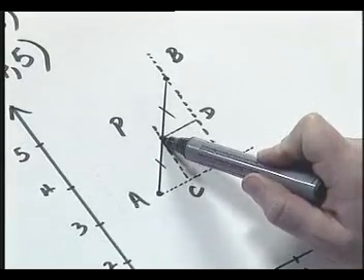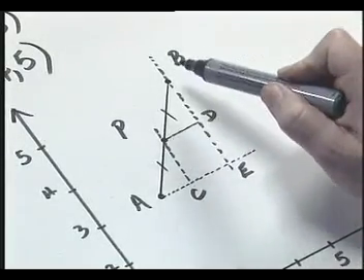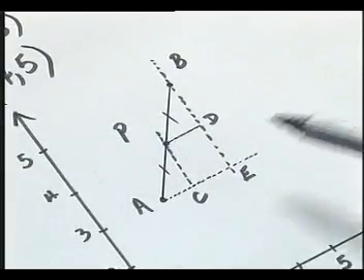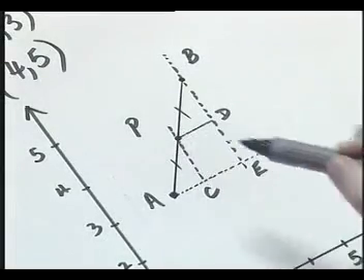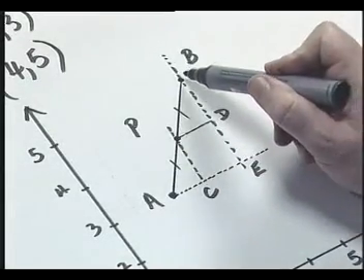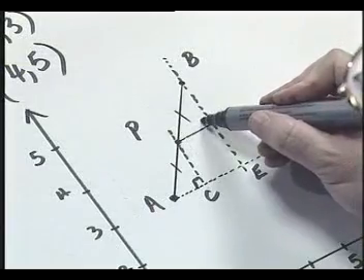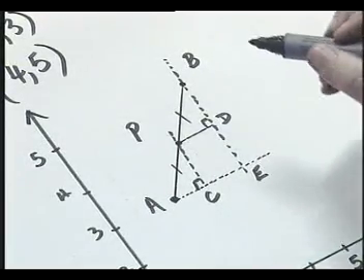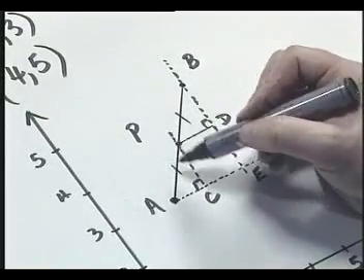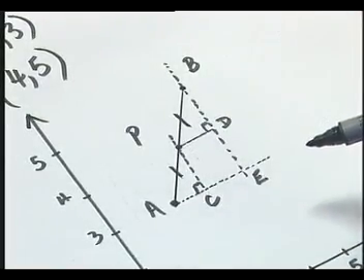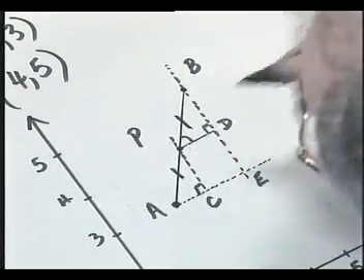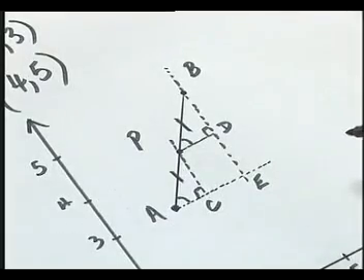Now let's look at the triangle ACP and the triangle PDB. Both of these triangles are right-angled triangles because they both have a right angle here. Both of the triangles have the same hypotenuse which has the same length because they both have the same length there and there. Also, this angle in here is the same as this angle in here because they're corresponding angles.